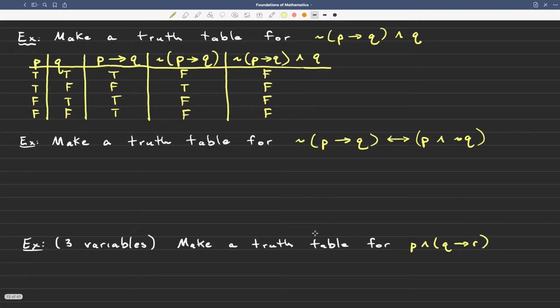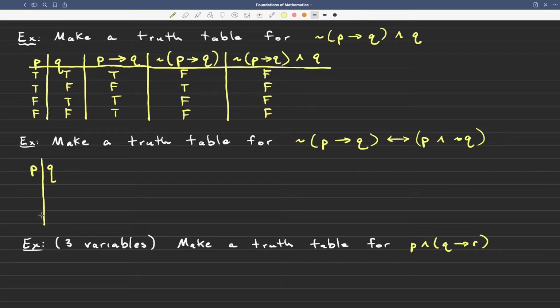So this one's similar to the last example. There are two variables, P and Q. So I've got P and Q, and I leave myself 4 lines underneath. If you have 2 variables, you're going to need 4 lines in the table. If you have 3 variables, you're going to need 8 lines, or 2 to the 3rd. If you had 4 variables, you'd need 2 to the 4th, 16 lines, and so on.